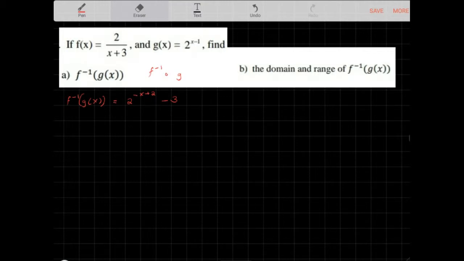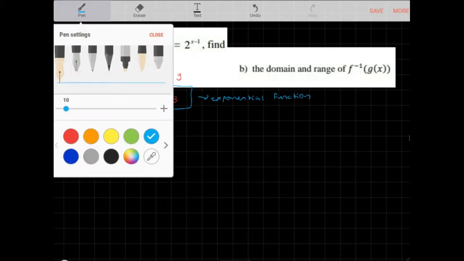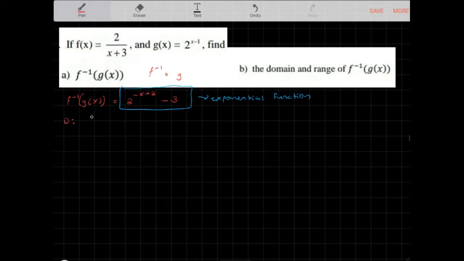Okay, so now that we found f inverse of g of x, we want to find the domain and range. Looking at the domain, we know that this is an exponential function, right? So because it's an exponential function, the domain of this function, x will belong to all real numbers. There is no restriction on x. So x belongs to the set of all real numbers.